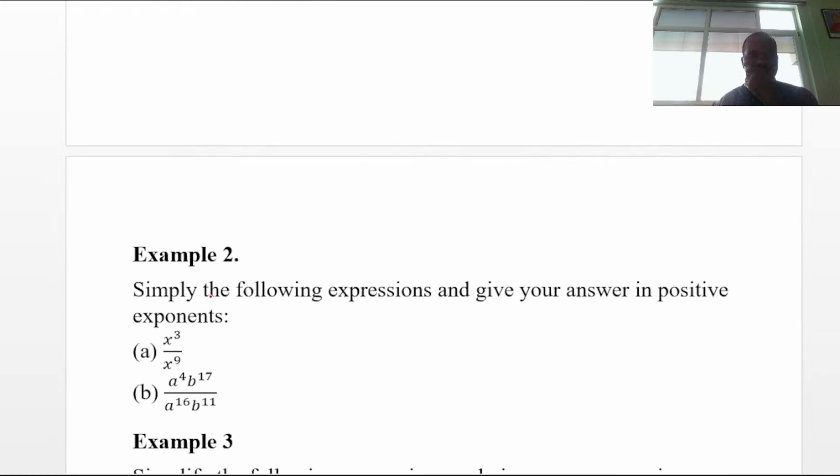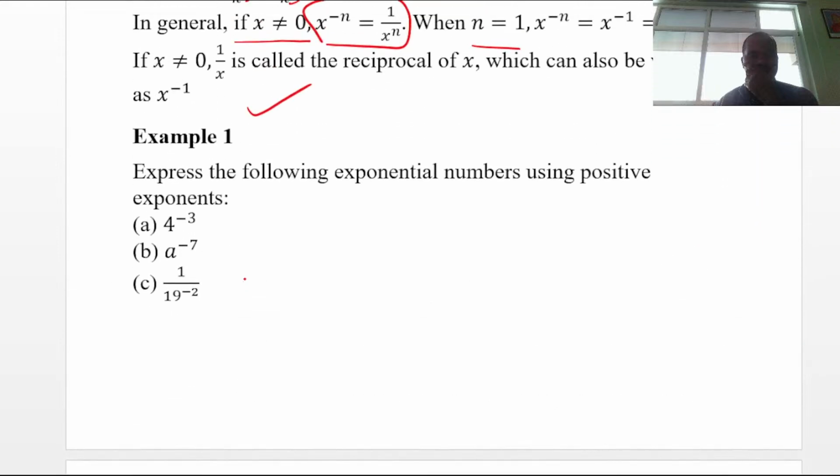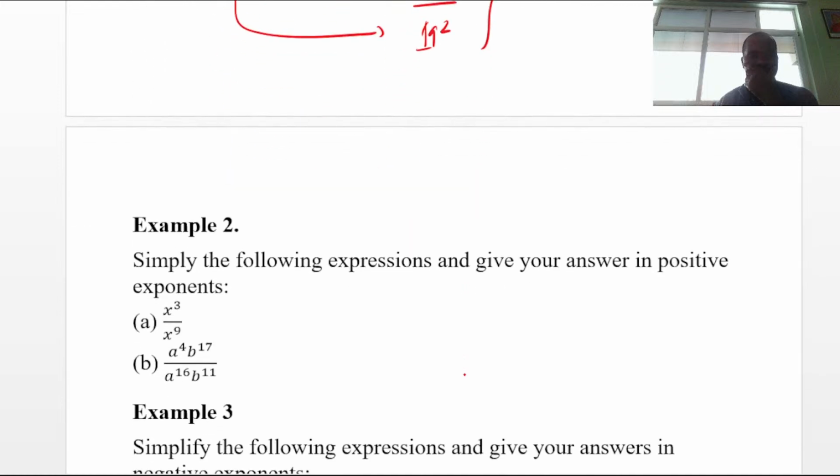Can we see the last case examples before we end the discussion? Express the following exponential numbers using positive exponents. So this is the same as 1 over 4 power 3. This is the same as 1 over a power 7. This is the same as 1 over 19 squared. We just reciprocated them, of course, to get the positive exponents.